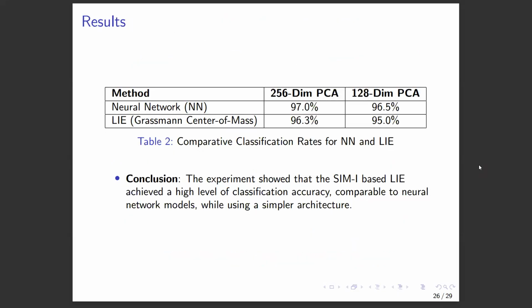And here comes our result. As you can see in the table, the classification rate in the two methods is pretty close. But compared to the neural network, LIE has a simpler architecture. And this demonstrates that our Sigma-I approach is effective and can handle large-scale datasets, and also its potential in building efficient and accurate classification systems.